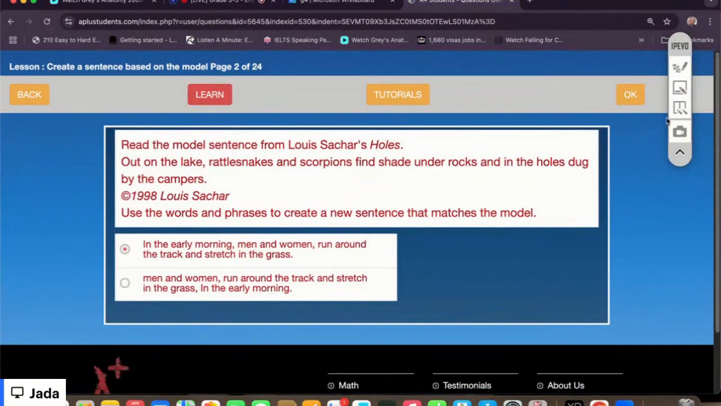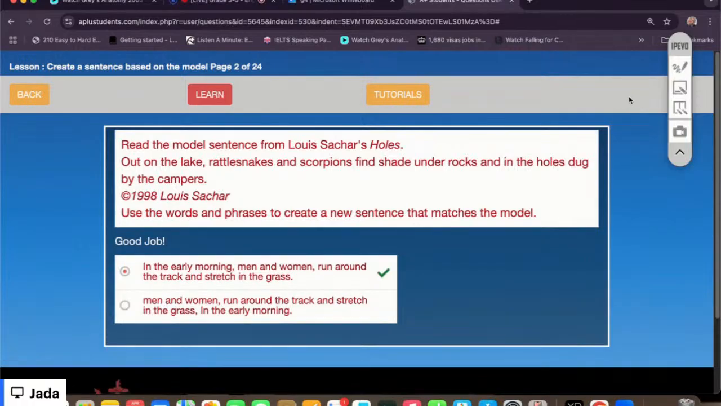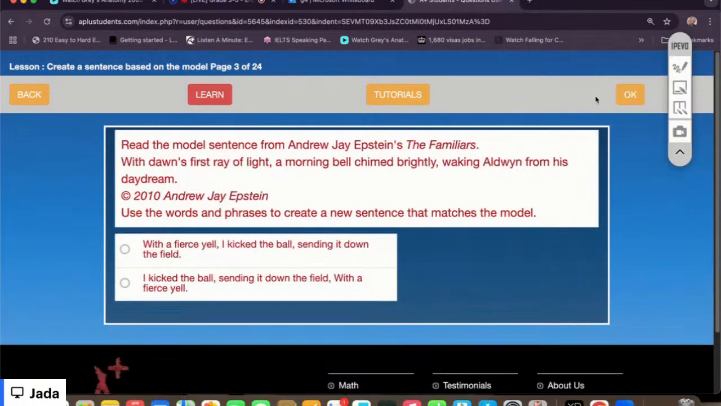So we have the first. With dawn's first ray of light, a morning bell chimed brightly, waking Leaf from his daydream. So is it first or second?